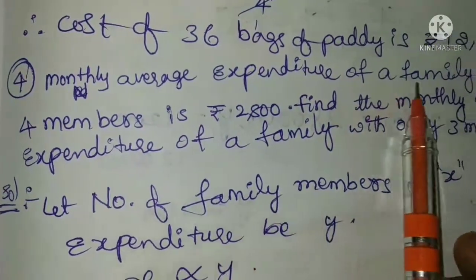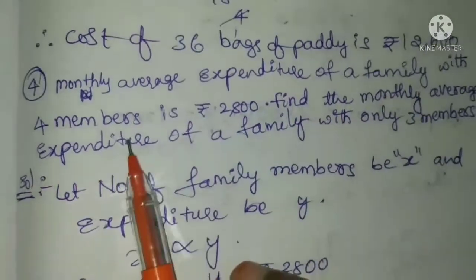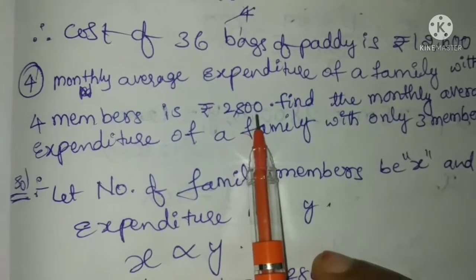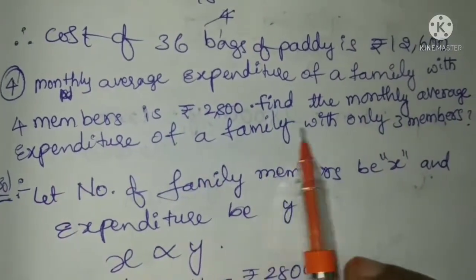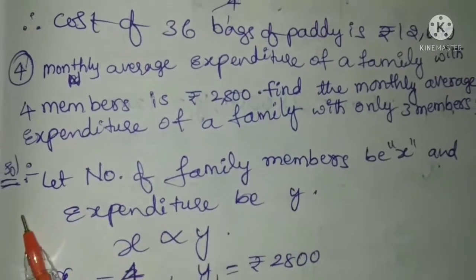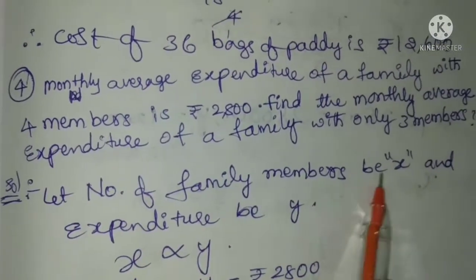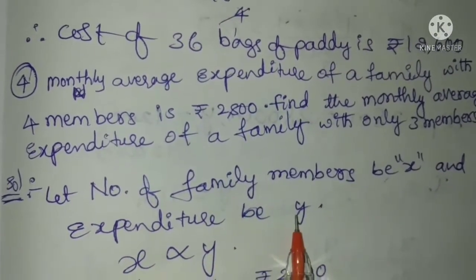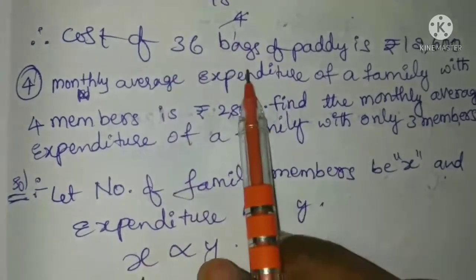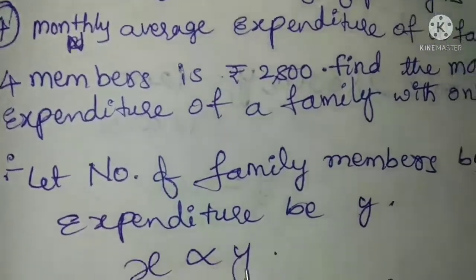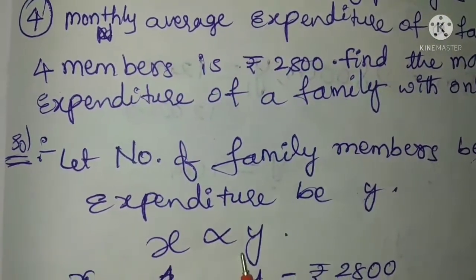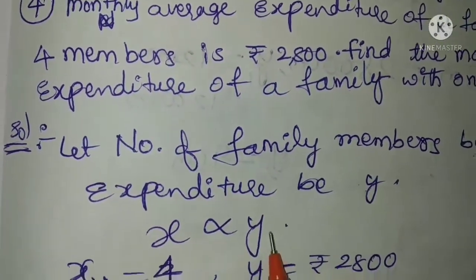Monthly average expenditure of a family with 4 members is 2,800 rupees. Find the monthly average expenditure of a family with only 3 members. Let the number of family members be x and expenditure be y. As we know, as family members increase, expenditure also increases. So those two are directly proportional to each other. x is directly proportional to y.